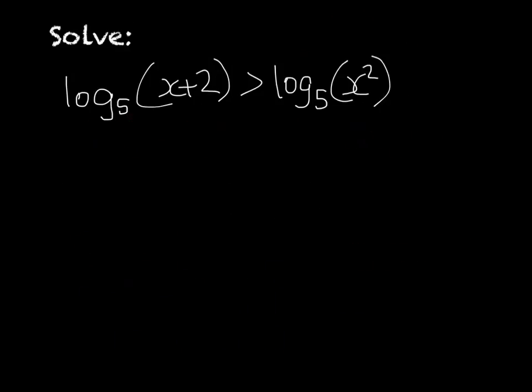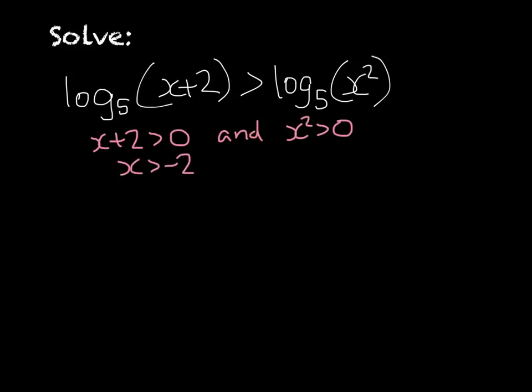Solve. Log base 5 of x plus 2 is greater than log base 5 of x squared. So again, our first conditions with these logarithms is that the thing we're taking a log of must be greater than 0. So we have x plus 2 is greater than 0, and x squared is greater than 0, meaning x is greater than -2, and the square of any number is greater than 0, so that doesn't limit us.